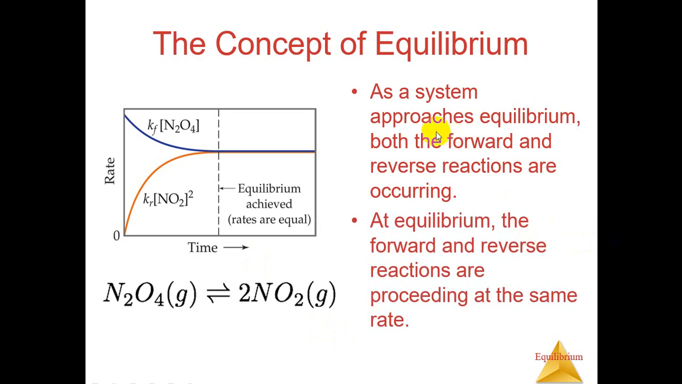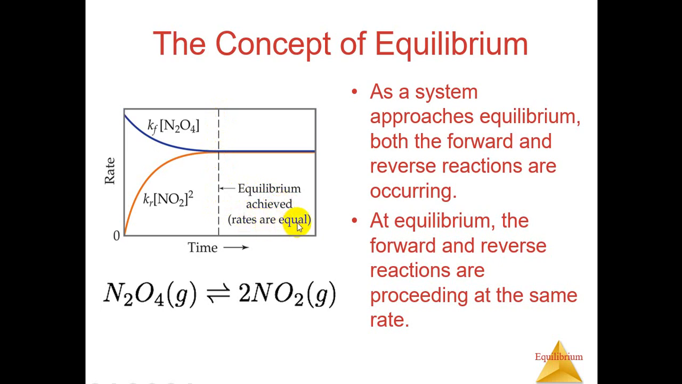So as a system approaches equilibrium, both the forward and reverse reactions are occurring. At equilibrium, the forward and reverse reactions are proceeding at the same rate as previously described. So at equilibrium, you can see that the reverse reaction is here. The forward reaction is also here. They lie on top of each other at this particular time.